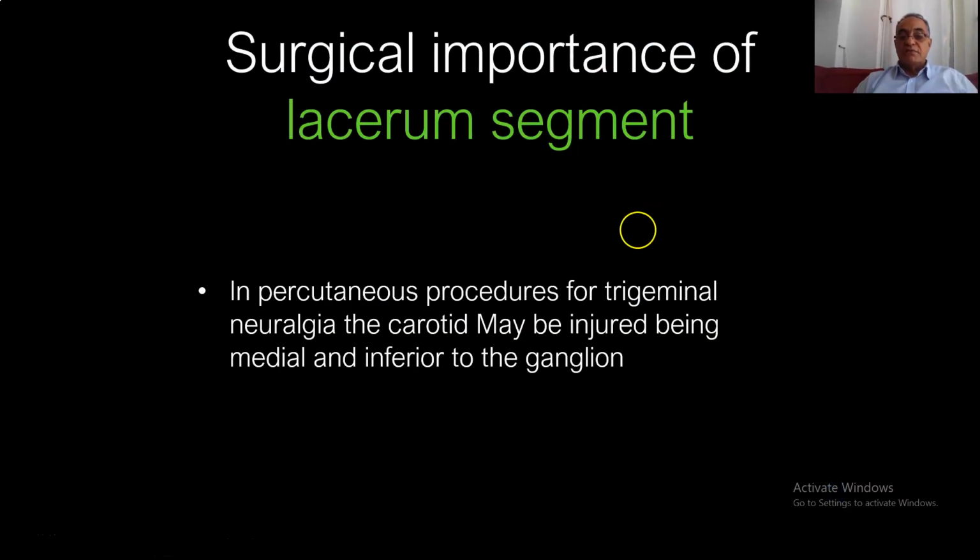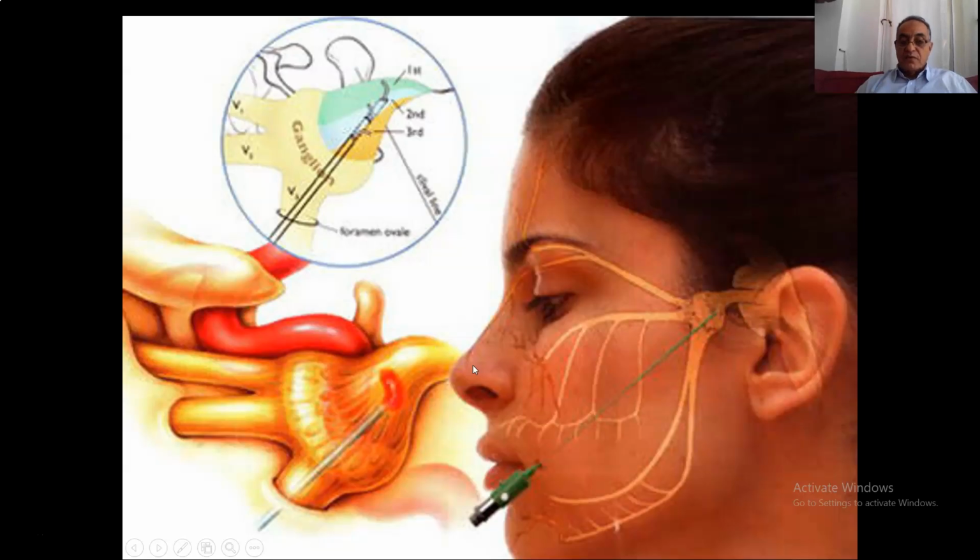Surgical importance of the lateral segment. In percutaneous procedures for trigeminal neuralgia, whether injection of glycerol, balloon inflation, or radiofrequency, the carotid might be injured, being medial to and inferior to the ganglion. So, in trigeminal neuralgia, we enter through a certain point called Hartel's point. We discussed this before, and you pass your needle through the foramen ovale to inject into the Gasserian ganglion or do radiofrequency. And here, always remember that the lateral loop of the internal carotid is medial to the Gasserian ganglion.